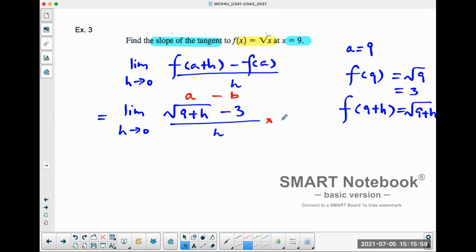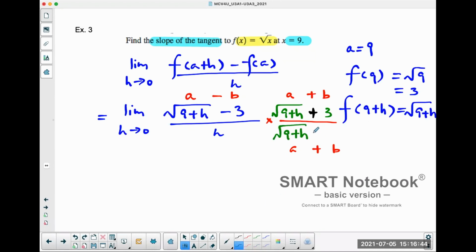So what you do is you multiply by the conjugate of that, which is a plus b. But you have to do both the numerator and the denominator. A is whatever's in the front. That's the square root of 9 plus h. B is whatever is at the back. That's a 3. Since this is minus, that's going to be plus. Just copy whatever you have on this side over there, except you switch the sign. If this is a minus, you make that a plus. And then you copy the same thing in the denominator.